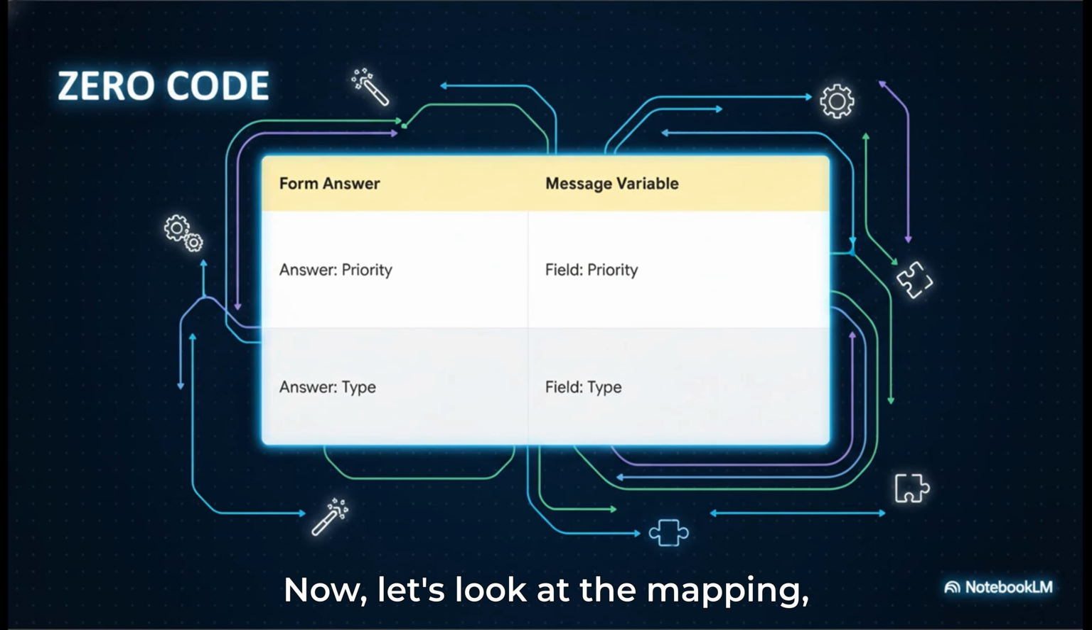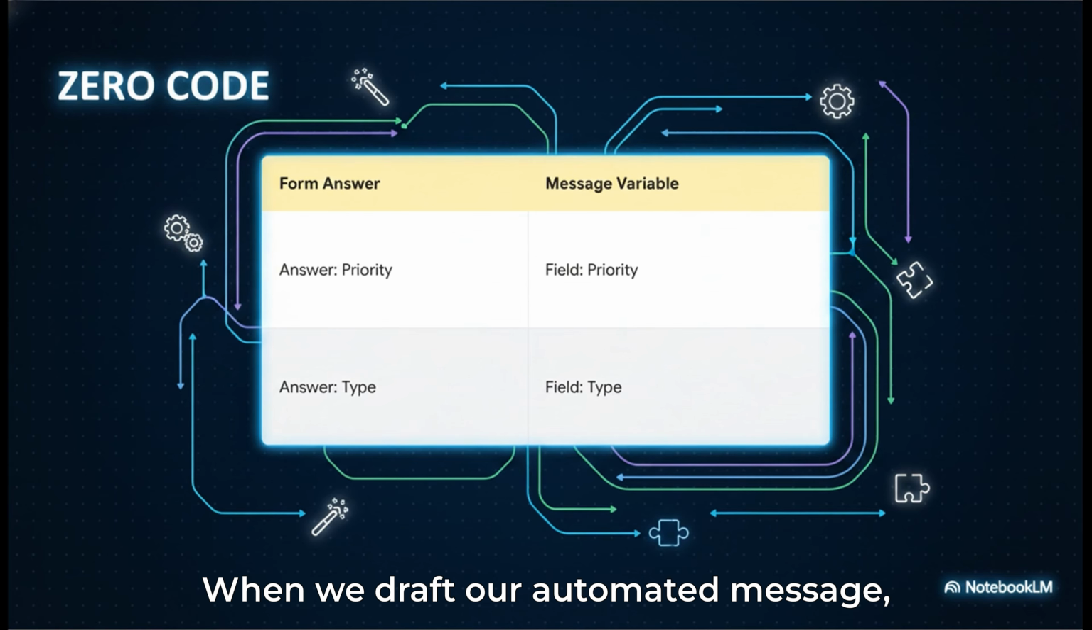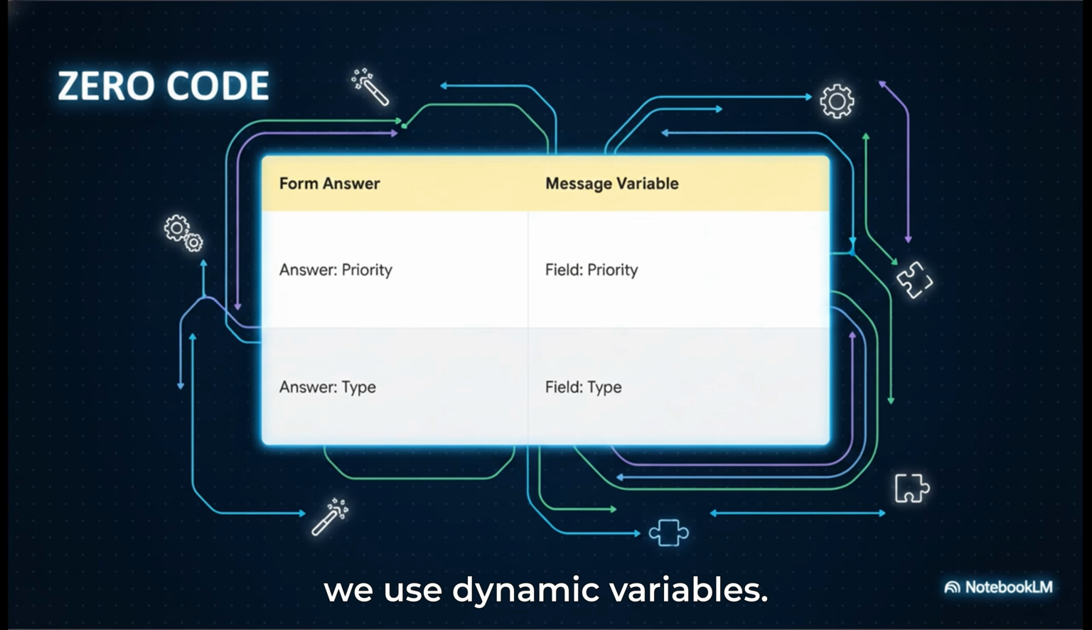Now, let's look at the mapping, because this is where the magic actually happens. When we draft our automated message, we use dynamic variables. This means whatever the user typed into the form automatically slots right into our output message. So the priority they selected in the dropdown instantly populates the priority section of the alert in our channel. It is incredibly satisfying to set up.